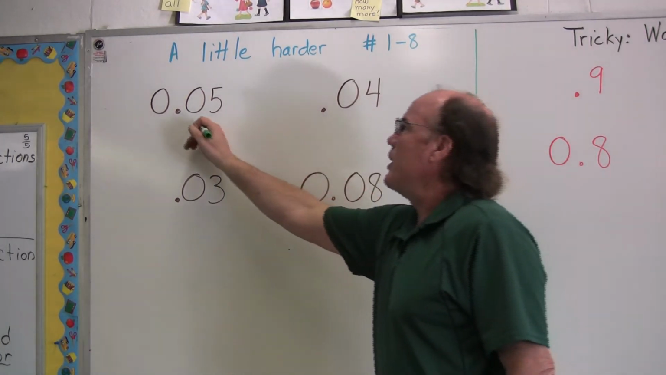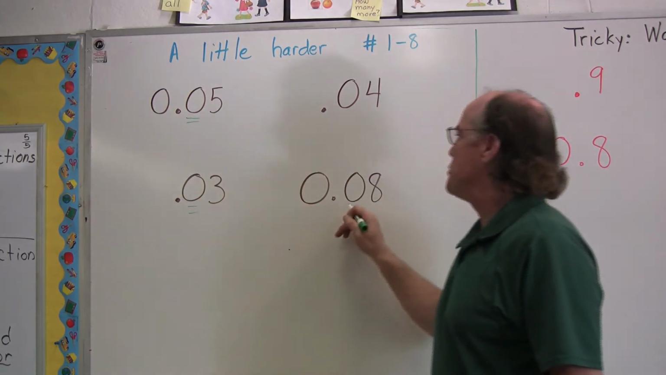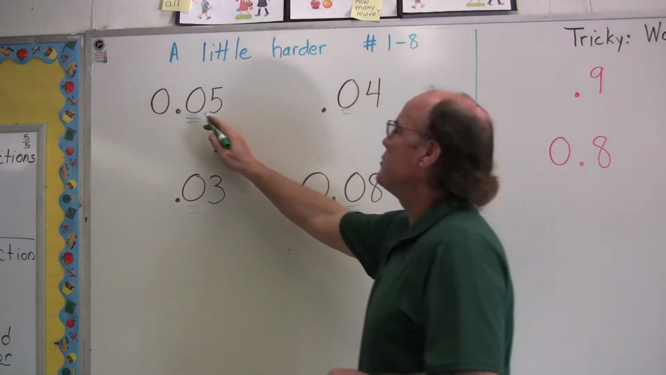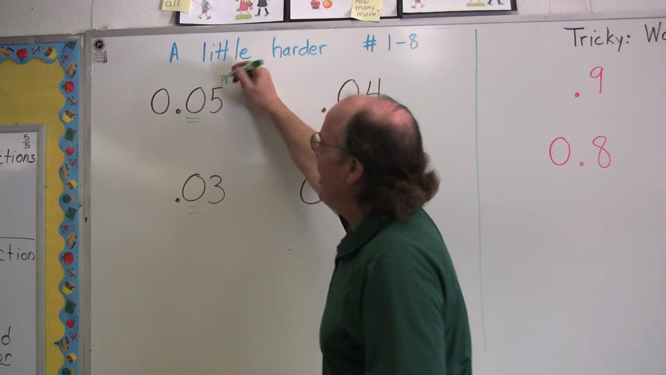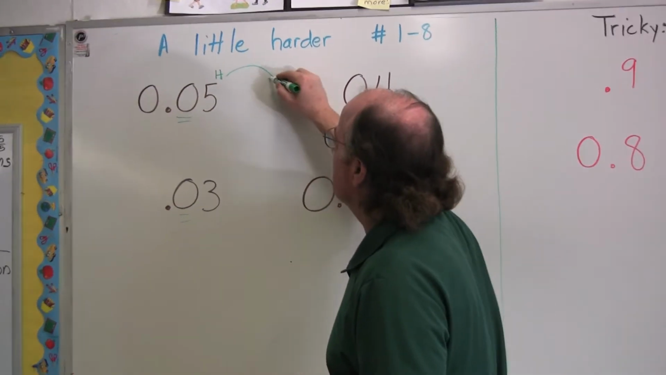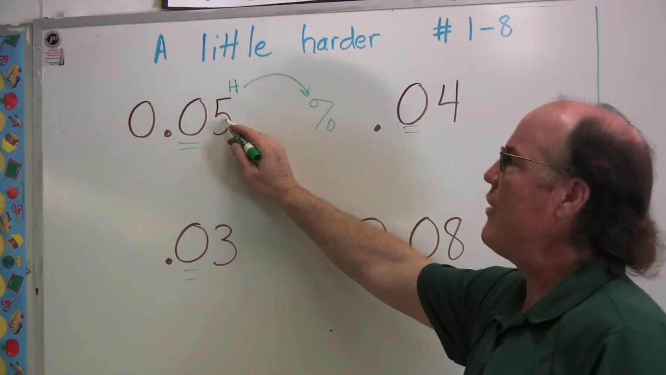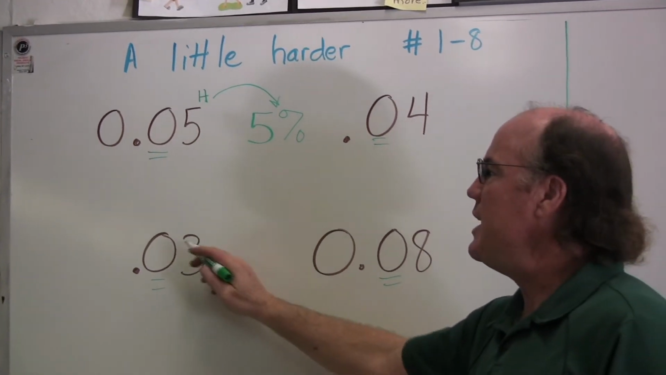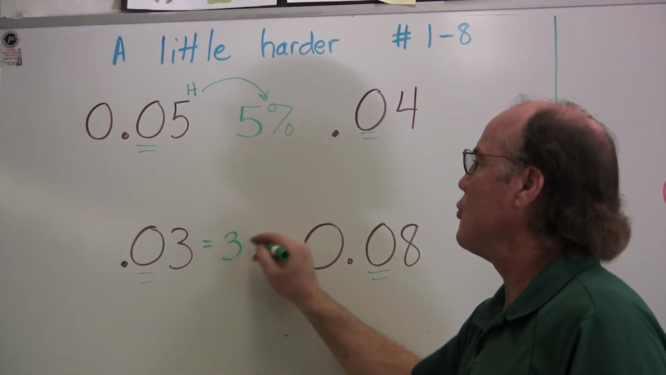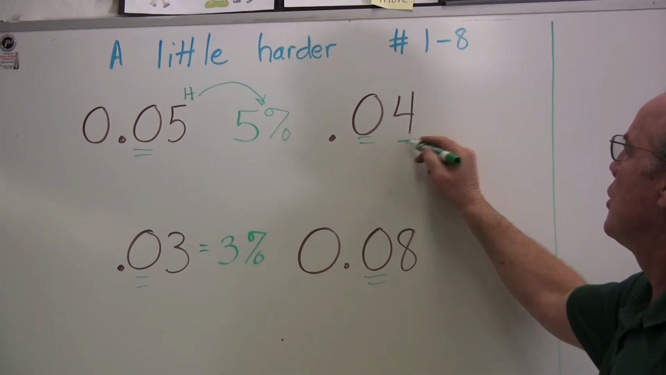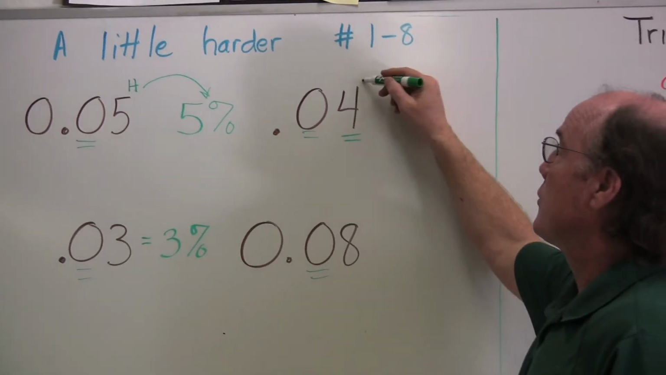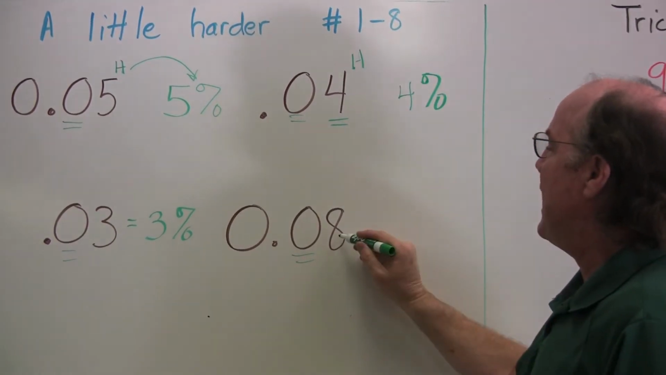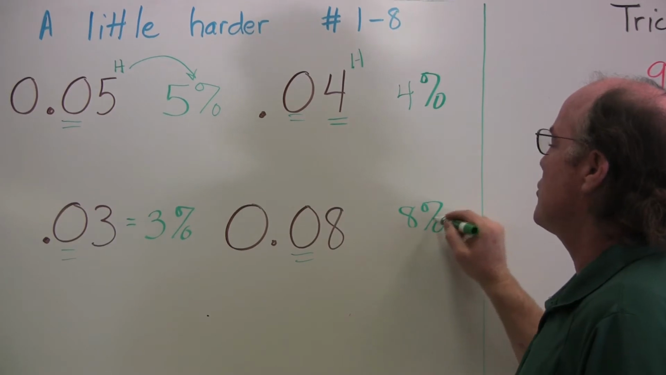Okay. As the problems get just a little bit harder for problems 1 through 8 on 6-2, what we enter into is where we have a 0 in the tenths spot. But still, if you just keep in mind that this is 5 hundredths, and hundredths is equal to percent. 5 hundredths is 5%. 3 hundredths is 3%. 0 tenths, but 4 hundredths. 4 hundredths is 4%, and 8 hundredths is 8%.